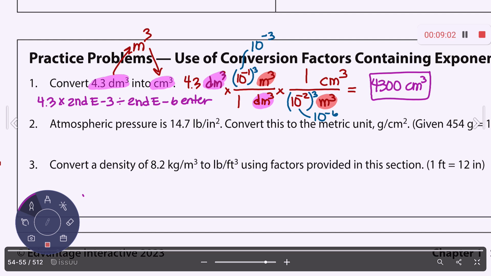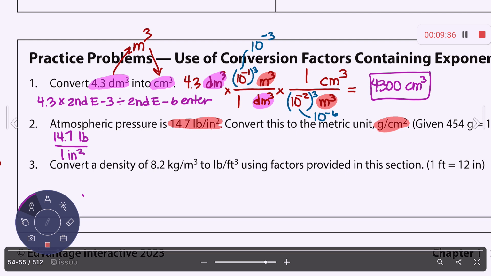Okay. All right, let's do one more of these. Let's take a look at number 2. All the work that I'm giving you, you're going to use this as a reference when you go to do your homework, okay? So here you've got 14.7 pounds per inches squared. We're going to grams per centimeter squared.